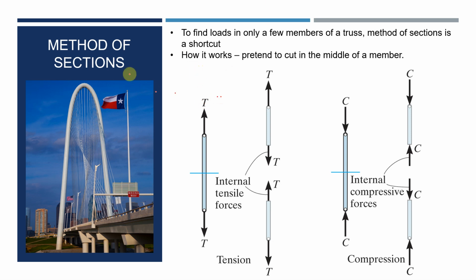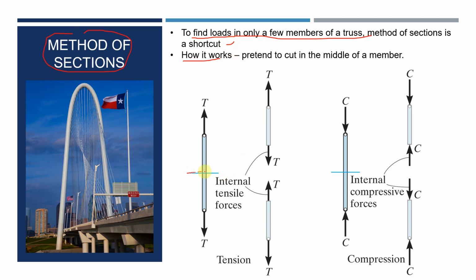Okay, method of sections next. What we do in method of sections is if we only want to find the loads in a few members, it's a shortcut. Here's how it works.